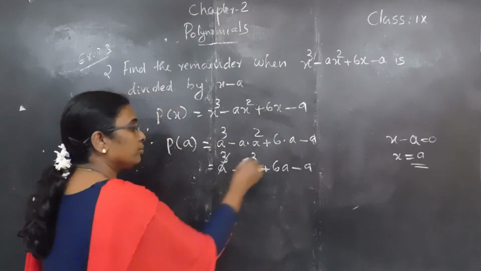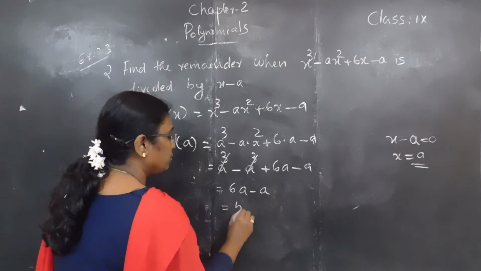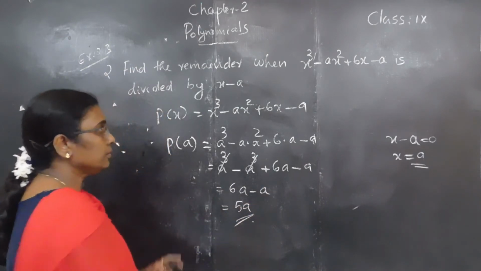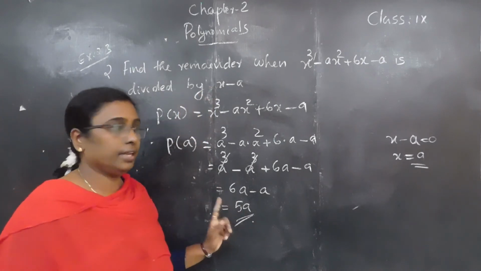A cube and a cube get cancelled. 6a minus a equal to 5a. Therefore, the remainder is 5a.